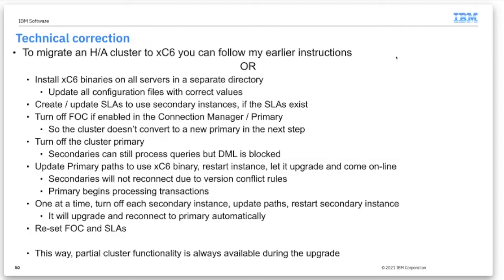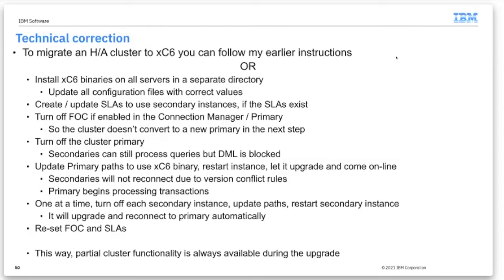Turn off the failover control if it's enabled, so that when we do turn off the primary, there isn't a failover to one of your backups. So once all of those infrastructure changes have been made, you do need to turn off the cluster primary. Now, when this happens, the secondaries can still continue to process queries, but they will not be able to process DML operations. So if you've updated your SLA, your applications, particularly your read-only applications, will fail over to your secondaries and continue processing work there. So your reports can continue and other operations can continue.